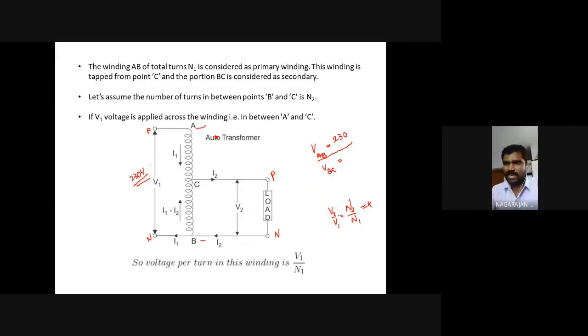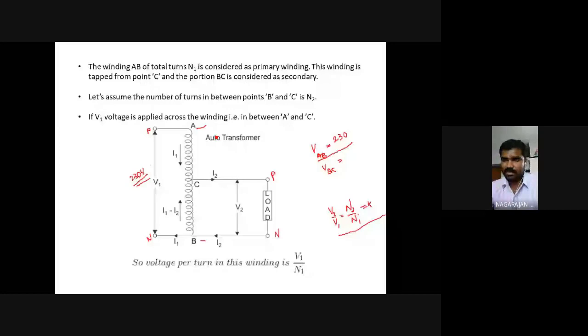Okay. So usually we will write a transformation ratio equation as V2 divided by V1. That is secondary voltage divided by primary voltage. Secondary number of turns divided by primary number of turns, which is equal to the transformation ratio. So these two ratios are equal. That is what I mean. Okay. So I know what V1, the supply voltage value, is. I know VAB is given as 230. So I asked you what will be V2. So what will be the answer?